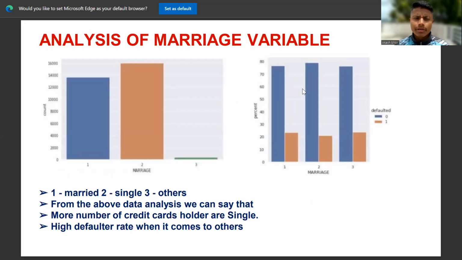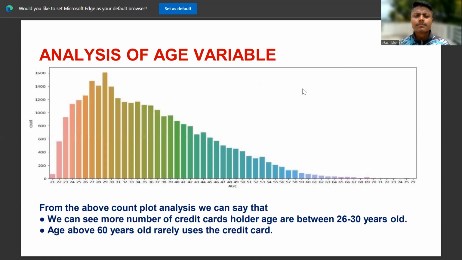Analysis of the marriage variable. 1 is married, 2 is single, and 3 is others. From the above data analysis, we can say that more credit card holders are single. There is a high defaulter rate when it comes to others.